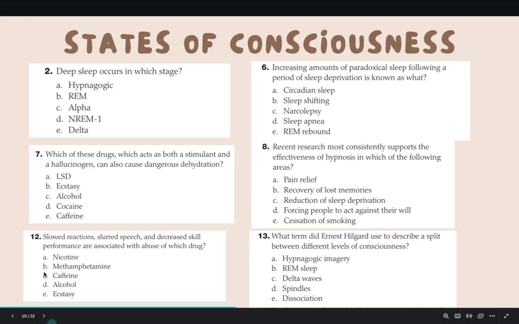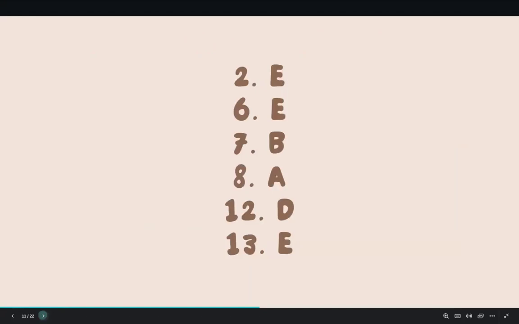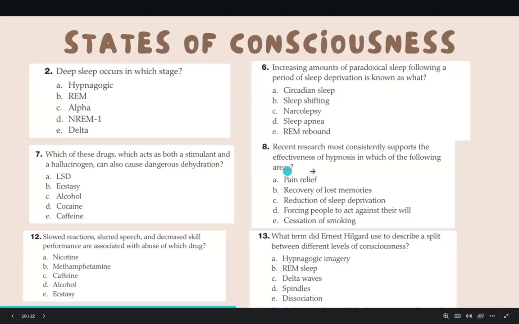So here are the answers. Okay, all good. And then someone said go over 6, 8, and 13. 6, 7, 8, 13. Okay, so 6, increasing amounts of paradoxical sleep following a period of sleep deprivation is known as what?